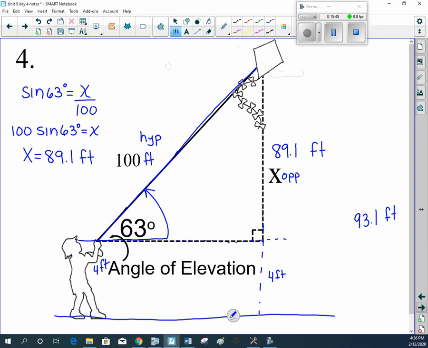So sometimes they make the assumption that there is no difference between the ground and the person looking up or looking down, and you just have to read into the question. Sometimes you just have to make some assumptions.